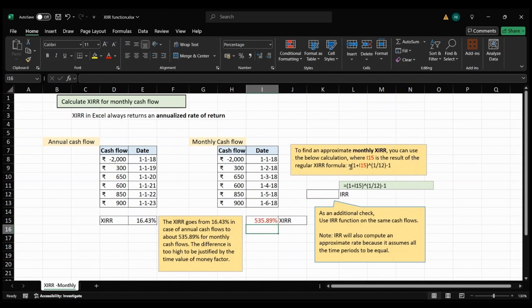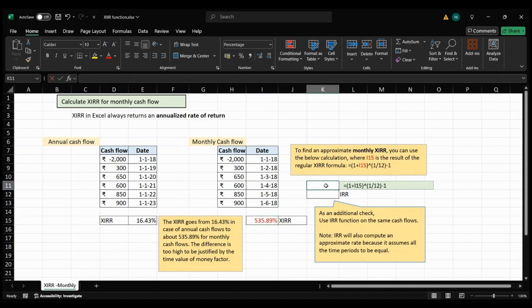Now, to find an approximate monthly XIRR, you can use the following formula. Here, this I15 is the result of the regular XIRR formula, which we had used to calculate this monthly cash flow. So we'll see, this is I and this is 15.